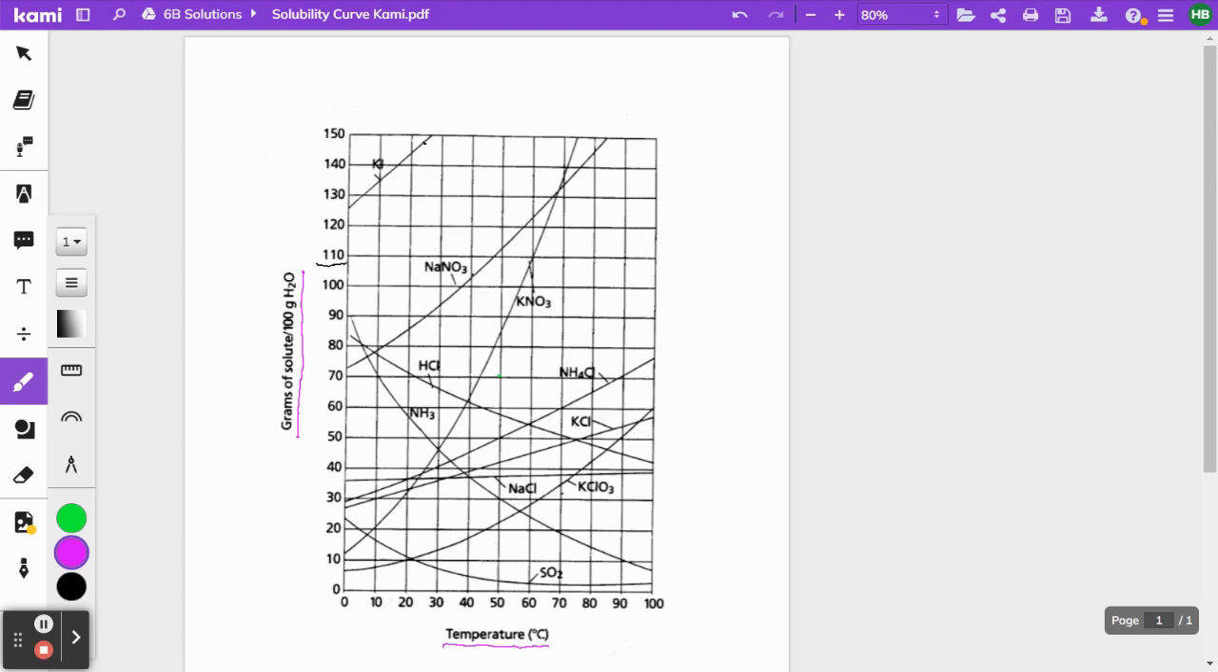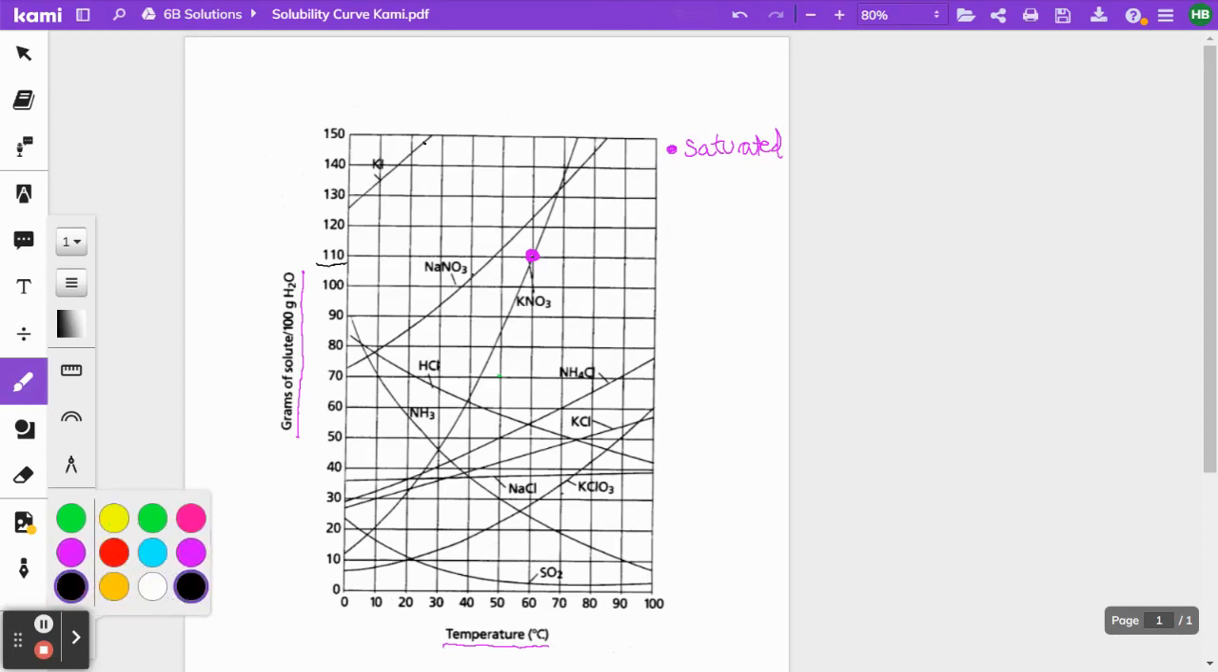I'm just going to pick a random temperature, so everybody find 60 degrees Celsius on the bottom of your graph. And then you're going to run your finger up to KNO3, which is right here. If you are reading exactly on the line, that represents a saturated solution. That means that's the exact amount that will dissolve in 100 grams of water.